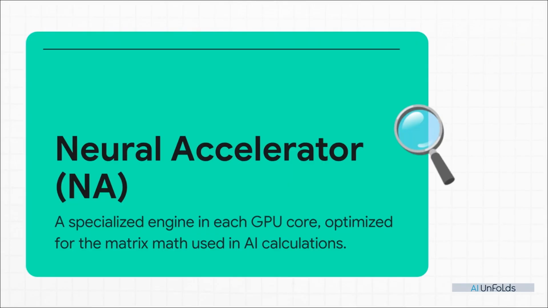And here it is, the Neural Accelerator, or NA for short. The easiest way to think of it is like a super specialized calculator. It's designed to do just one thing, but do it incredibly well. That's the complex matrix math that is the absolute backbone of all modern AI and machine learning.